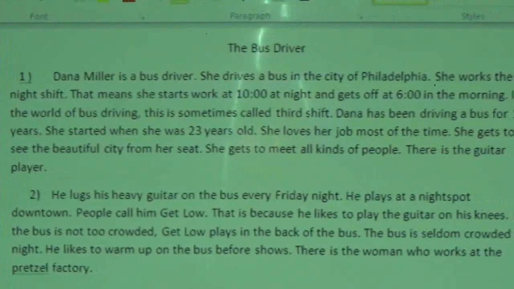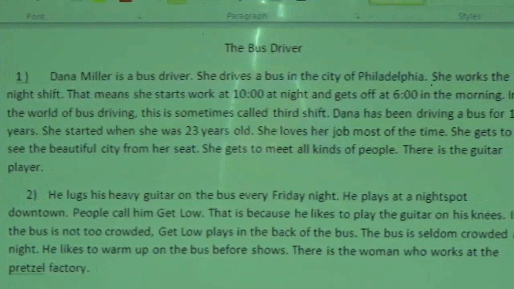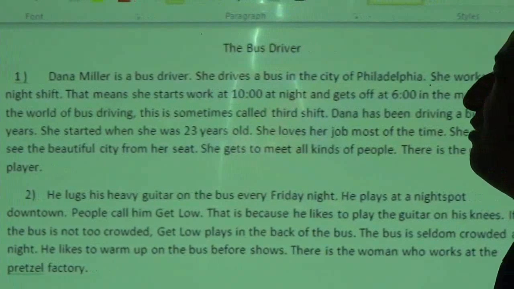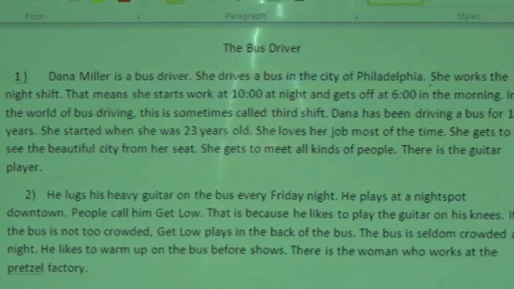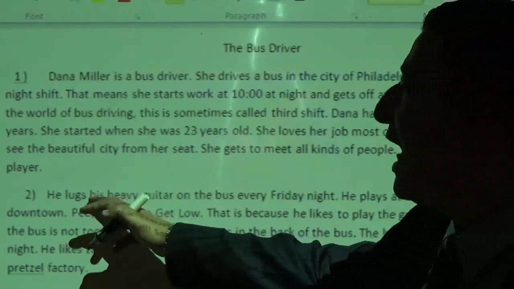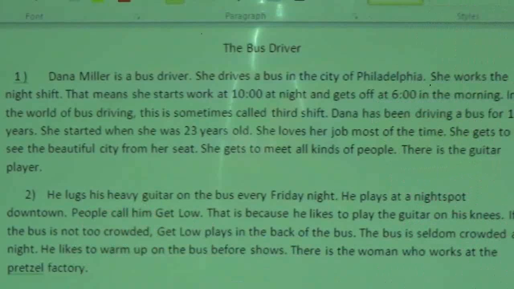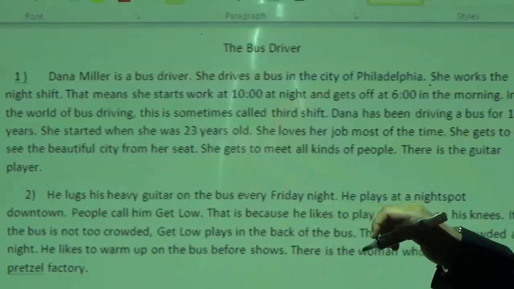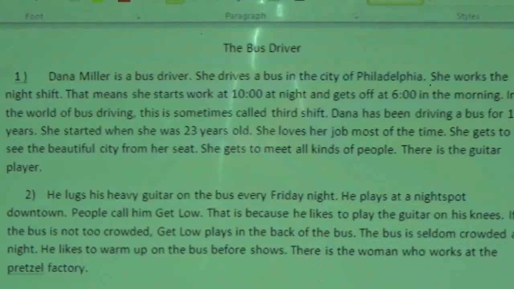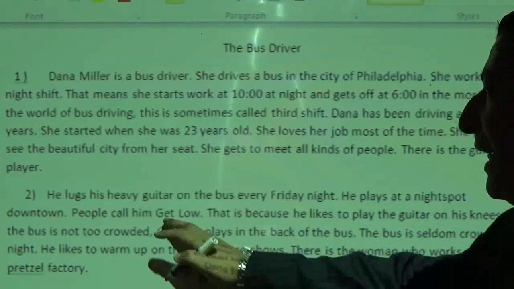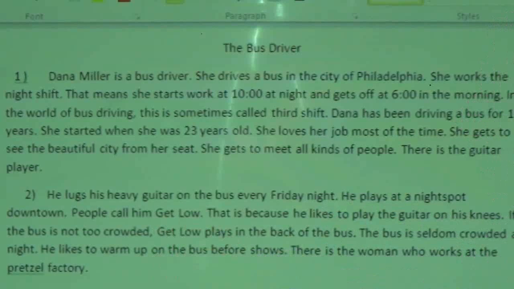She loves her job most of the time. She gets to see the beautiful city from her seat. She gets to meet all kinds of people. There is the guitar player, okay? Next paragraph, paragraph number 2. He loves to play his guitar on the bus every Friday night. He plays at a night spot downtown. People call him Get Low. That's because he likes to play the guitar on his knees. Plays the guitar like that, on his knees.